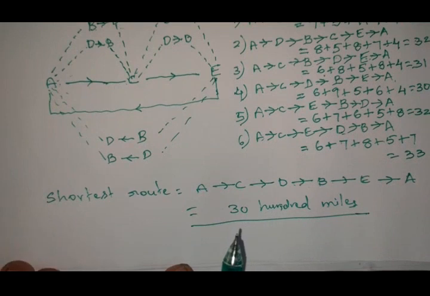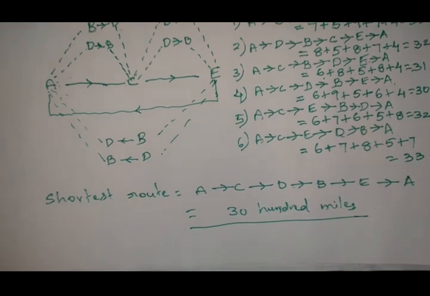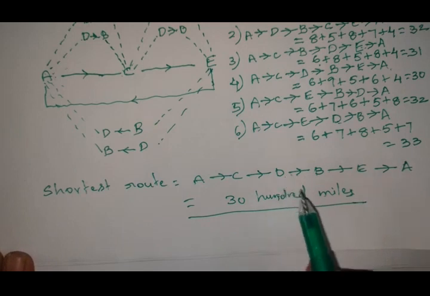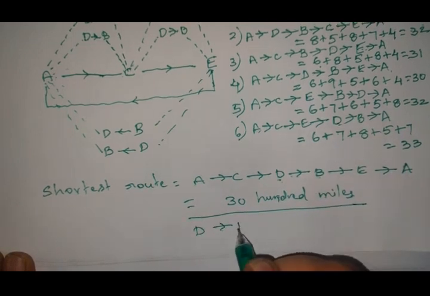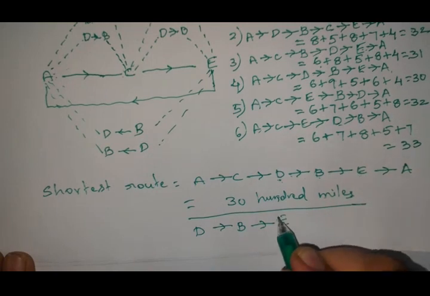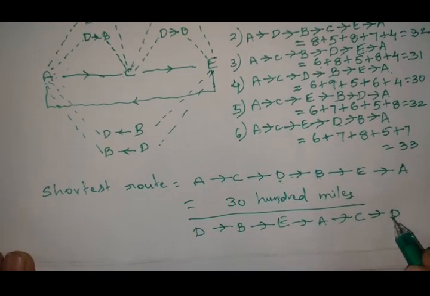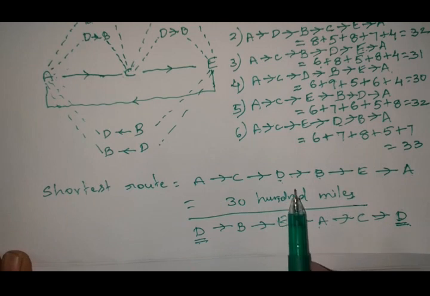Suppose in the problem it asked that the salesman has to start from the city D. Then the shortest route will become, let us start from D. Take D to B, next B to E, next E to A, next A to C, next C to D. So like that the salesman started from city D and visited each city once and ended with the city D. So like that we can change the route if we wish to start from any one of the cities. Even then, the shortest route is 3000 miles only, right?